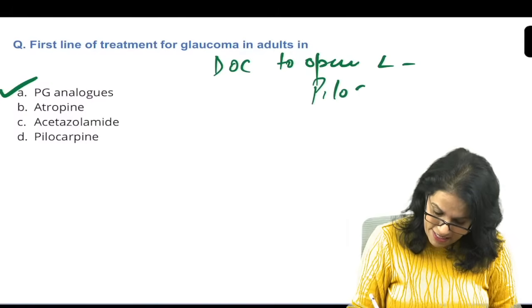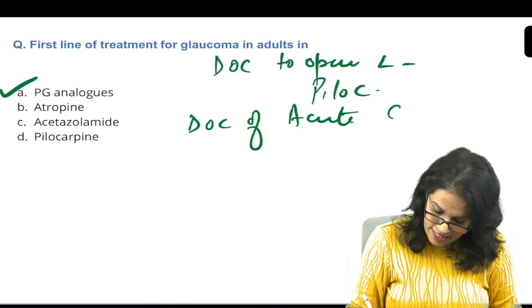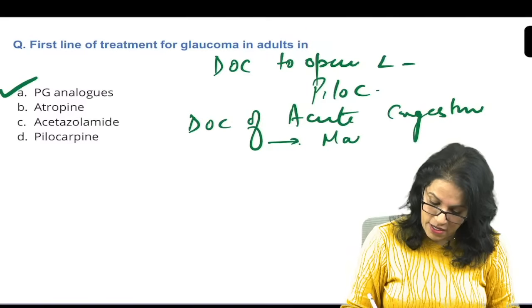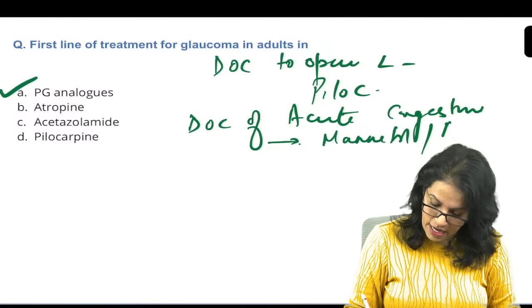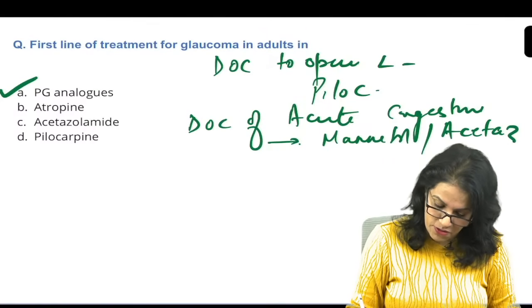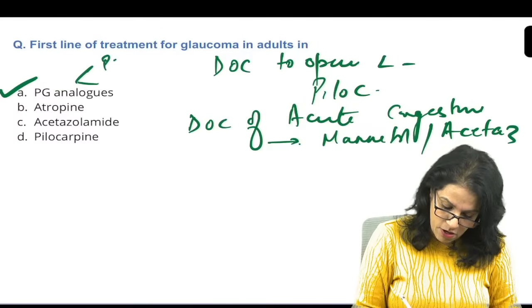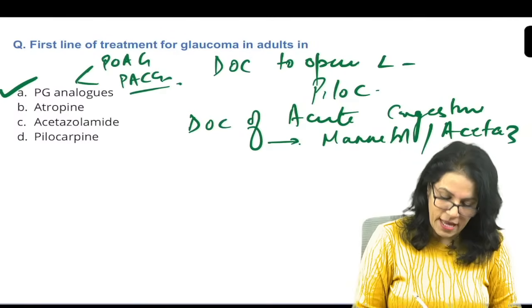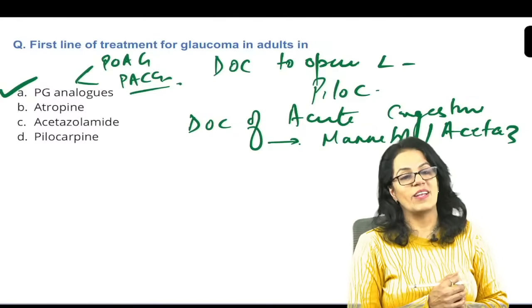It is pilocarpine. But drug of choice of acute congestive, what will be the answer? I said mannitol or acetazolamide. Otherwise, whenever they ask you the drug of choice for either open angle or angle closure, if they are not telling you the stage of angle closure, our answer will be prostaglandin.